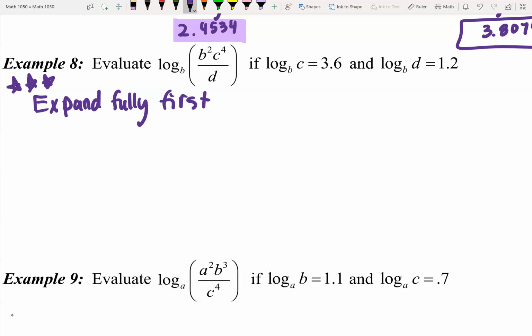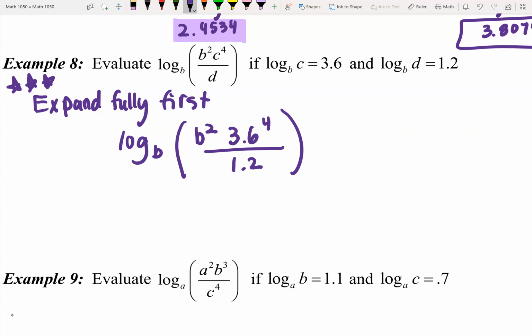And then I just want you to look up and watch me do this, and you're going to tell me what I'm doing wrong. Okay? Look right here. Log base b of b squared times 3.6 to the fourth over 1.2. That's wrong. Please don't say it's wrong because you didn't expand it first. That's not what I'm wanting.